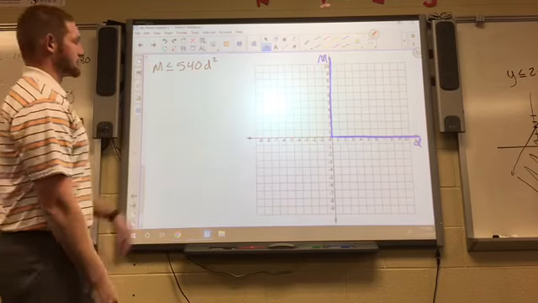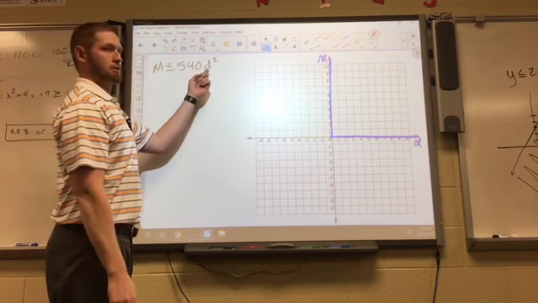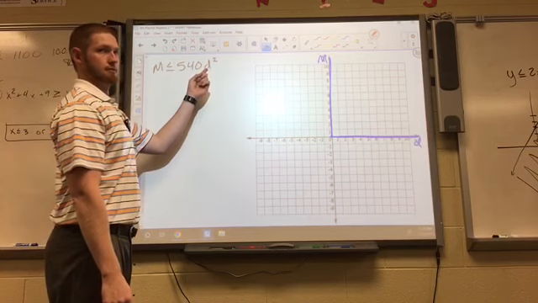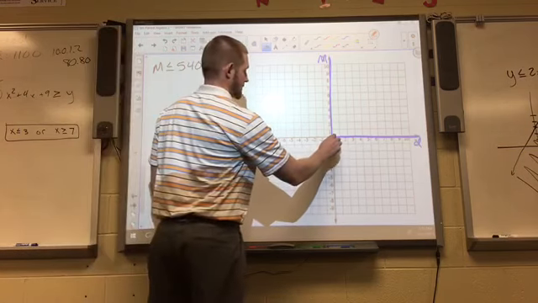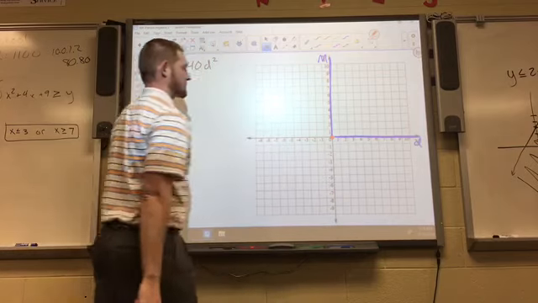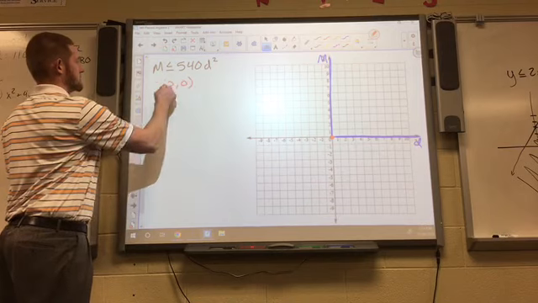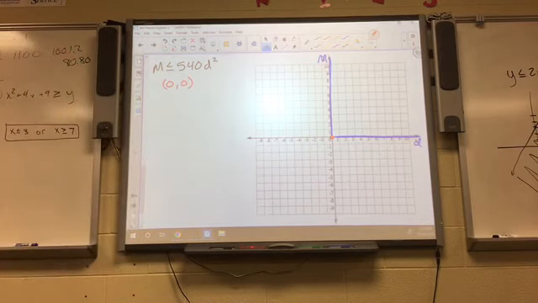Well, if I plugged 0 in, I would get 0. So where's my vertex at? 0, 0. Okay, so here's my vertex. So one point would be at 0, 0. How am I going to find another point on my parabola? Pick one. Easiest one probably is 1.